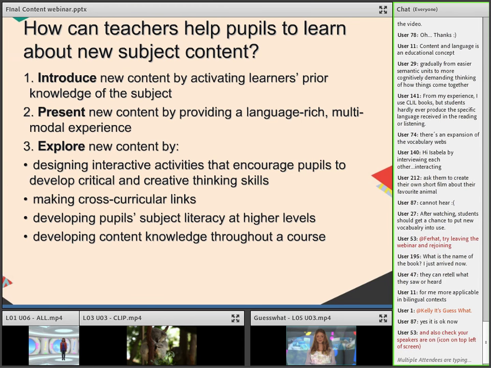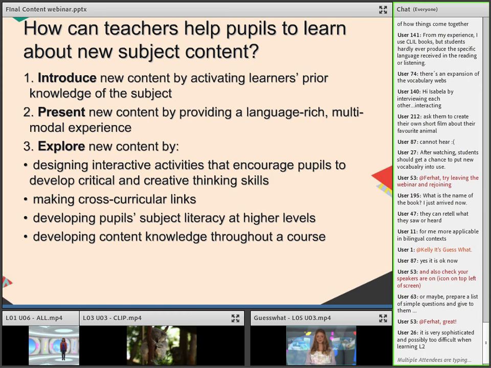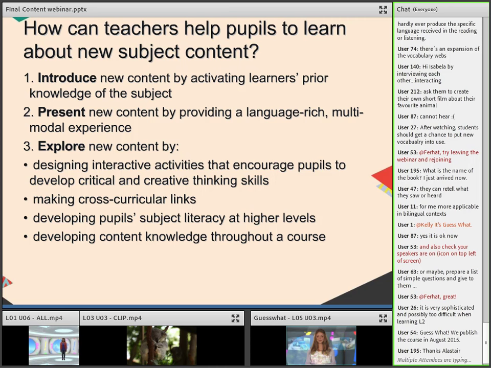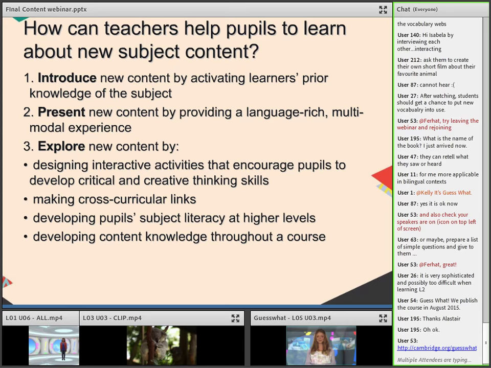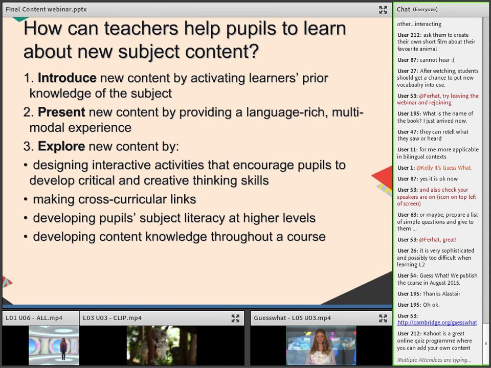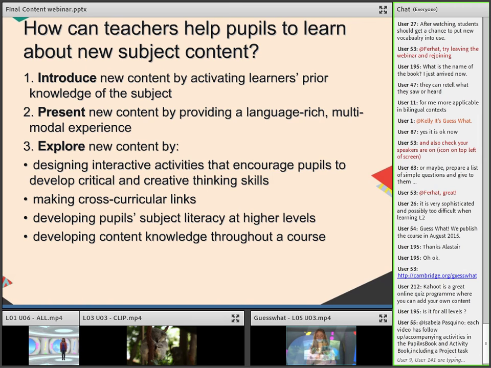So how can teachers help pupils to learn about new subject content? We've looked during this webinar at ways in which teachers can help them to understand, process and communicate ideas about subject content. Teachers can introduce new content by activating learners' prior knowledge of the subject, as with the cow picture. They can present new content by providing a language-rich, multimodal experience, such as the activities you saw in the video. But they can explore new content by designing interactive activities that encourage pupils to develop critical and creative thinking skills.